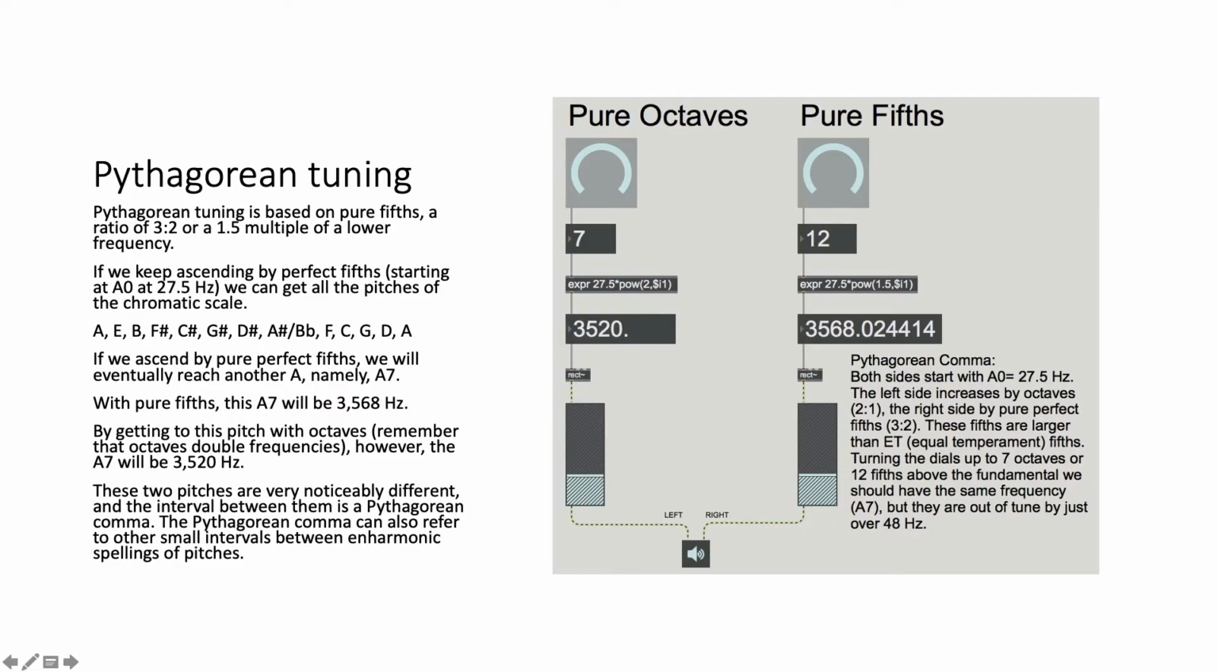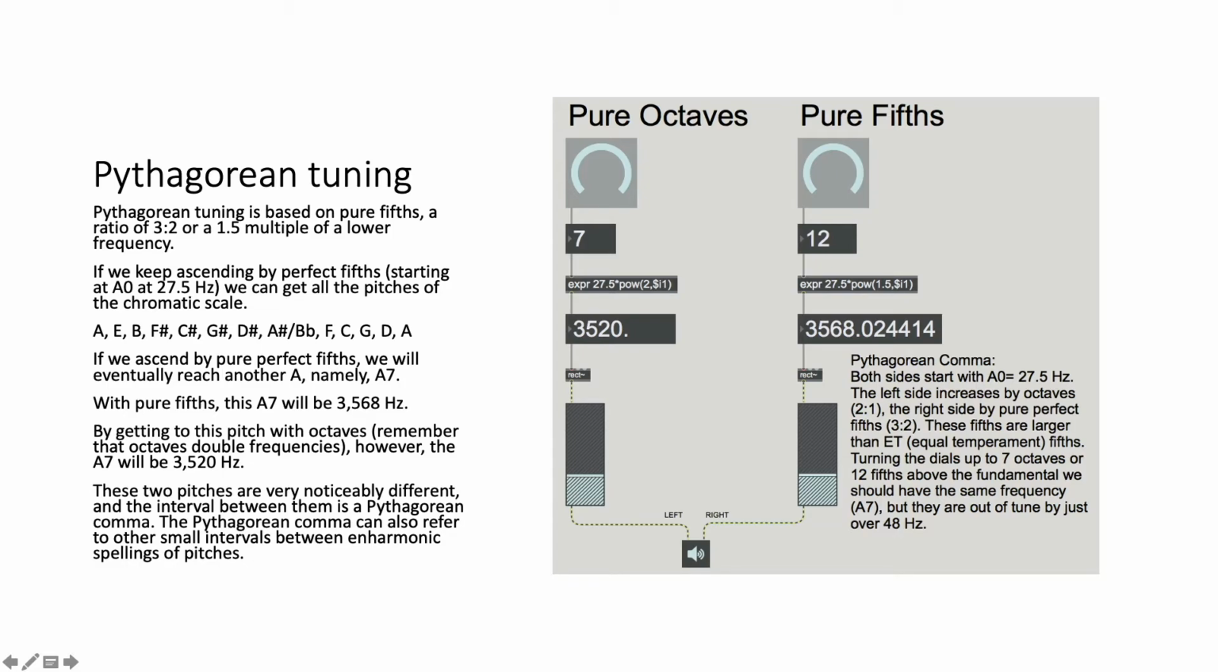Another system of tuning is Pythagorean tuning. In Pythagorean tuning, we're basing everything on the idea of pure fifths, a ratio of 3:2, or a 1.5 multiple of a lower frequency. If we want to get all the pitches of the chromatic scale, we can ascend by perfect fifths. And for instance, starting at A0 or 27.5 hertz, we can get all the pitches but arranged in fifths, as in A, E, B, F sharp, C sharp, G sharp, D sharp, A sharp or B flat, F, C, G, D, and then back to A.